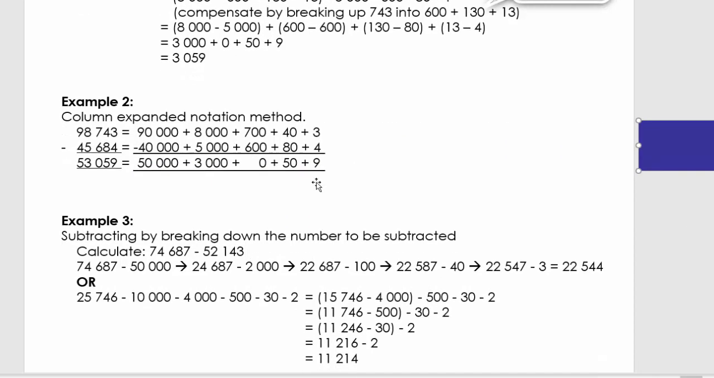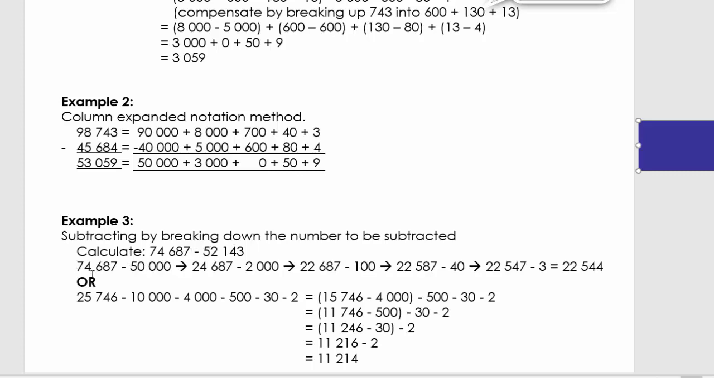Okay, let's quickly go to example number 3. Again, with example number 3, this is a method that we use so we can later do these type of things mentally. So 74,687 minus 52,143. So what I'm going to do is I'm not going to break up the first number. I'm only going to break up the second number. So we got the first number here, and I'm going to break up this number.